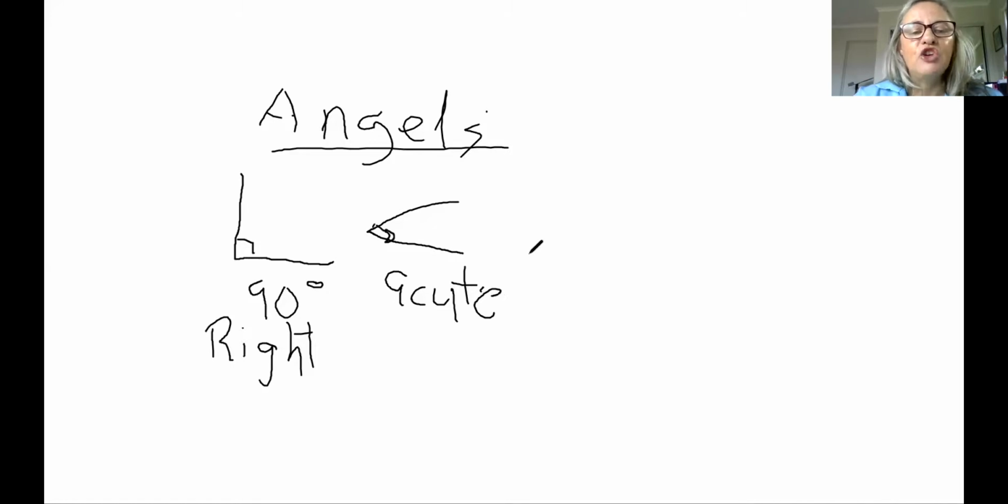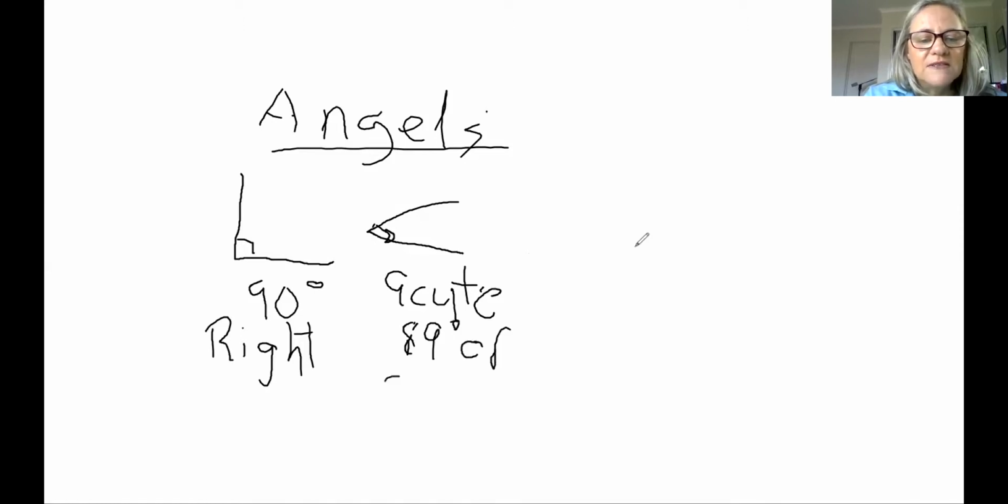Now, an acute angle, as you will notice, is less than 90 degrees. It is smaller than 90 degrees. It could be 89 degrees, or smaller.